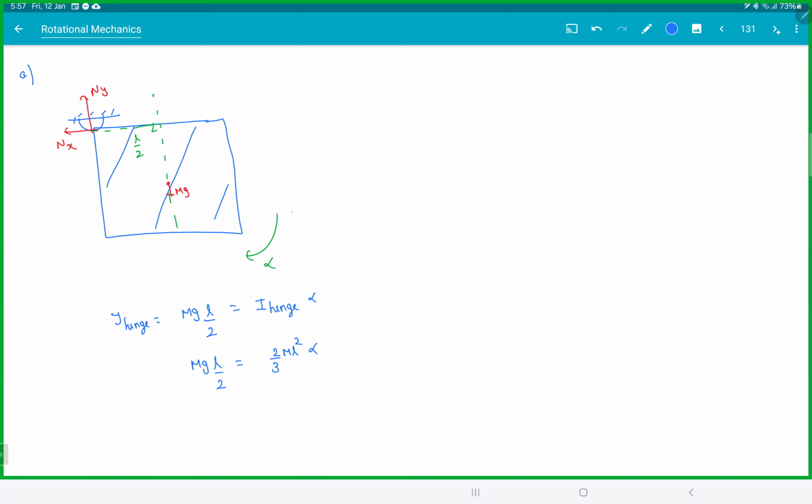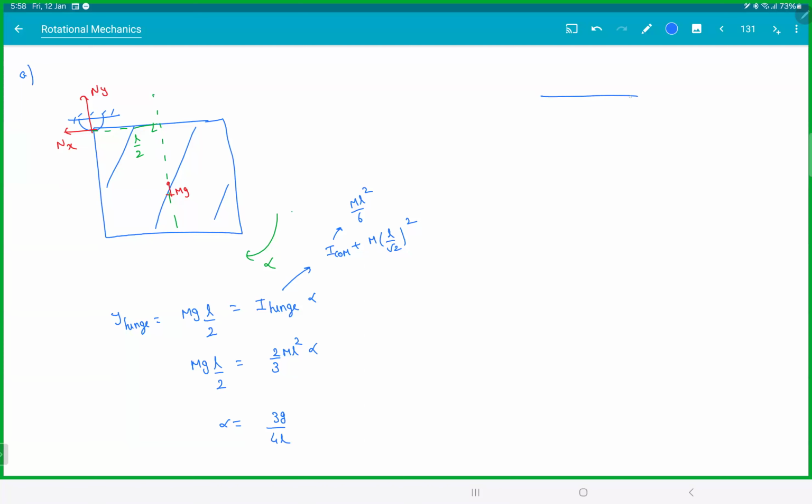Parallel axis theorem, if you remember. I about the hinge will be I center of mass plus m times L by root 2 whole square. And I center of mass is ml square by 6. Alpha will be 3g by 4l. A better question would have been to find the hinge reaction. That would have been fun.